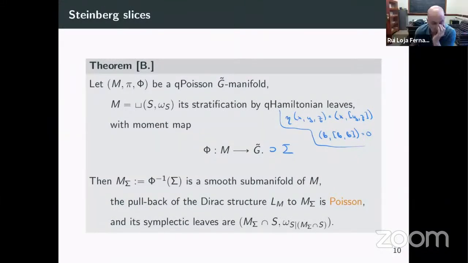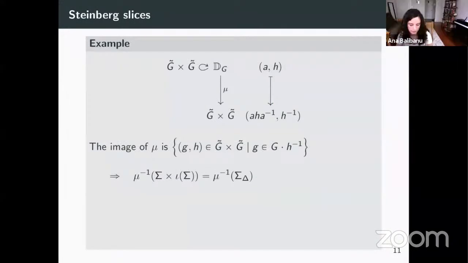Okay, so the first application of this theorem is to the example that we had before of the double. This is our moment map to the double that takes a pair (a, h), and in the first coordinate it conjugates h by a, and in the second coordinate it just inverts h. And inside here we have a Steinberg slice, and I modify it slightly to make it compatible with this map. So I is going to be just the inversion map from G tilde to G tilde.